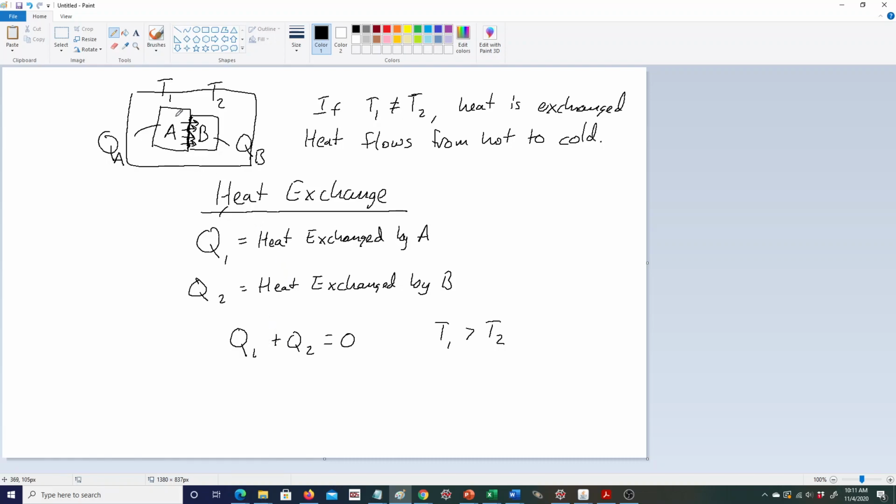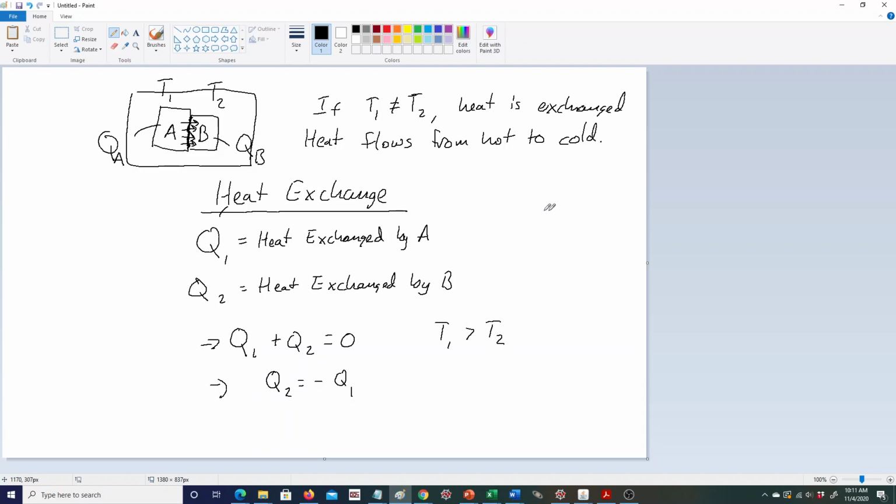One of the objects is going to be losing temperature. The other object is going to be gaining temperature. So what we can say now is that Q2 is going to be equal to negative Q1. Now, what are the forms of these heats?